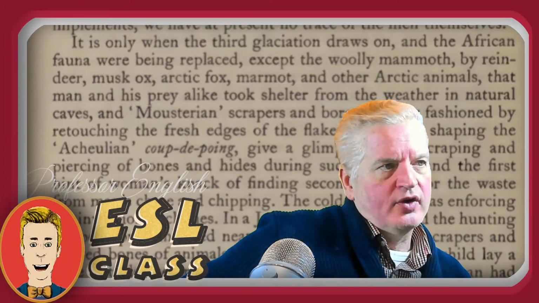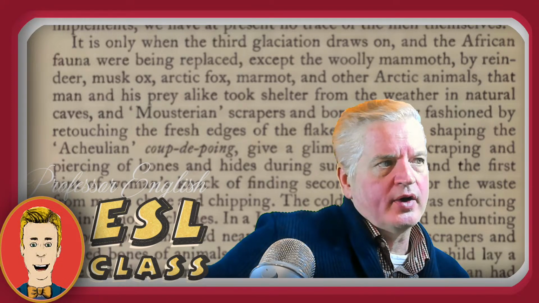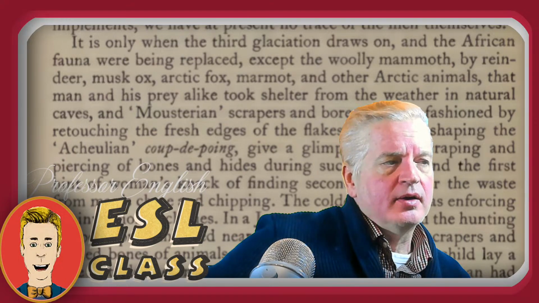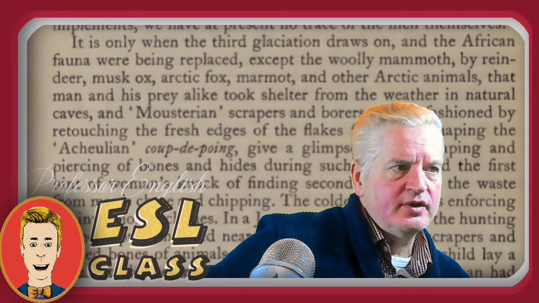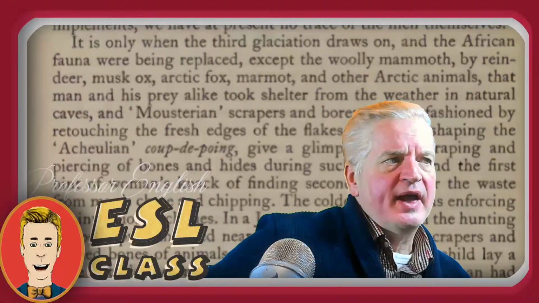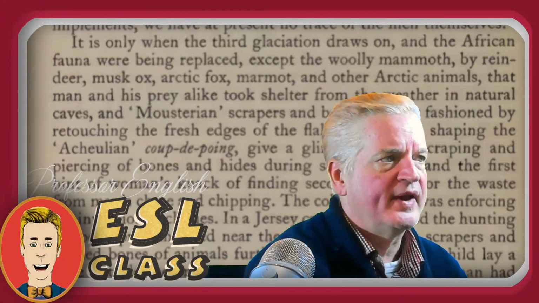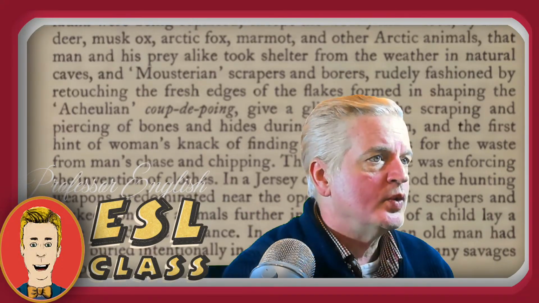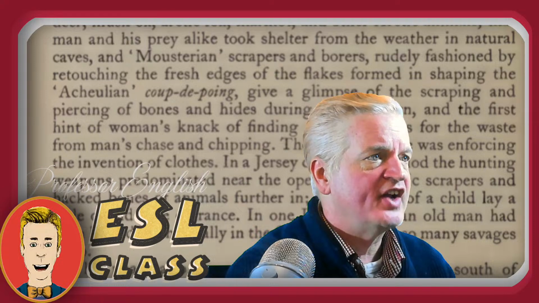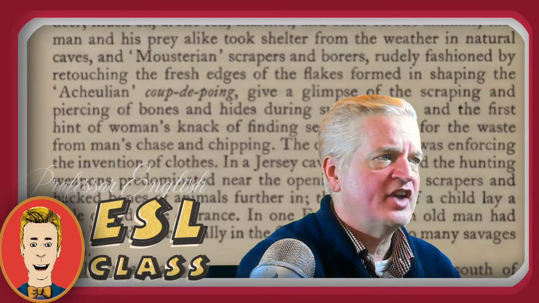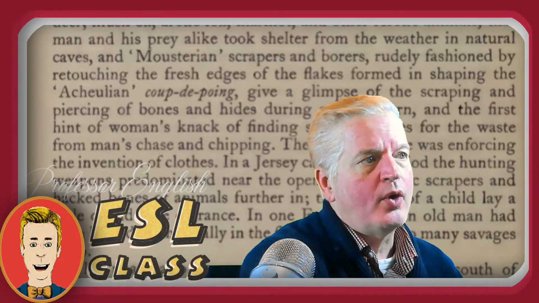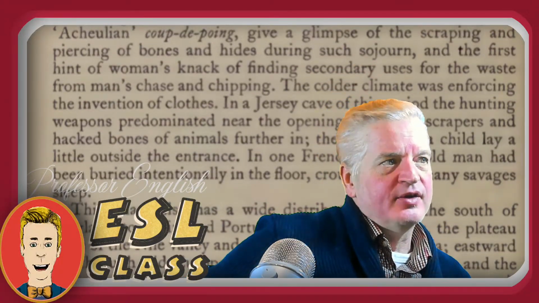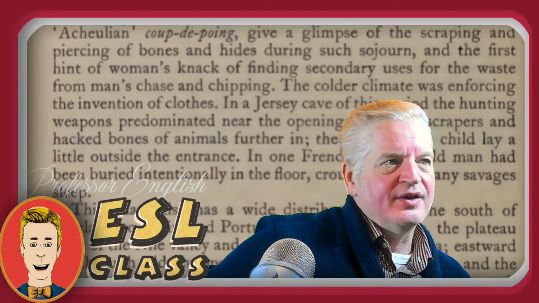It is only when the third glaciation draws on and the African fauna were being replaced, except the woolly mammoth, by reindeer, musk ox, Arctic fox, marmot, and other Arctic animals, that man and his prey alike took shelter from the weather in natural caves, and the Mousterian scrapers and borers, rudely fashioned by retouching the fresh edges of the flakes formed in shaping the Acheulean coup de poing, give a glimpse of the scraping and piercing of bones and hides during such a sojourn.